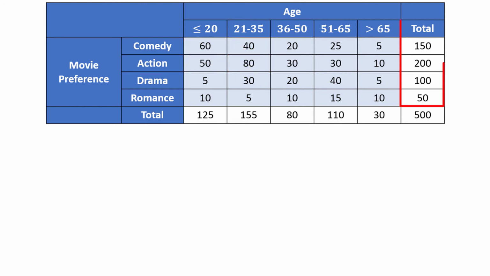The row totals tell us how many people in the study fall into each of the row levels, so how many people prefer comedy movies, how many prefer action, etc. And the column totals tell us how many people in the study fall into each of the column levels, such as how many individuals are aged 20 and below, between 21 and 35, etc. And then the grand total is the total number of people surveyed.